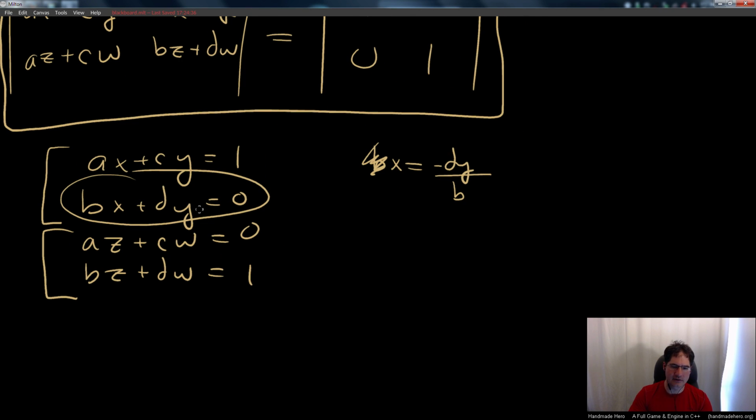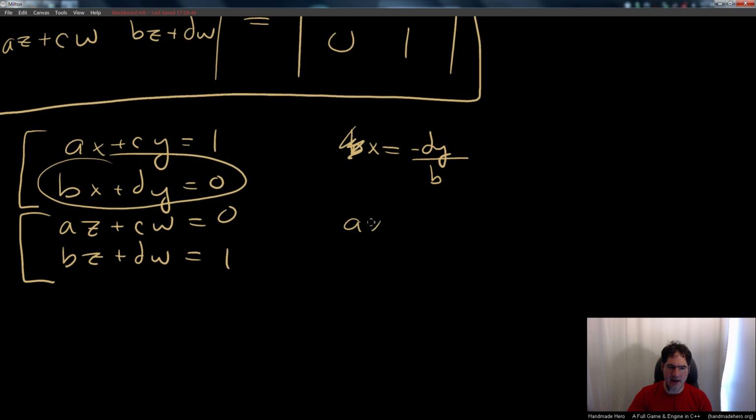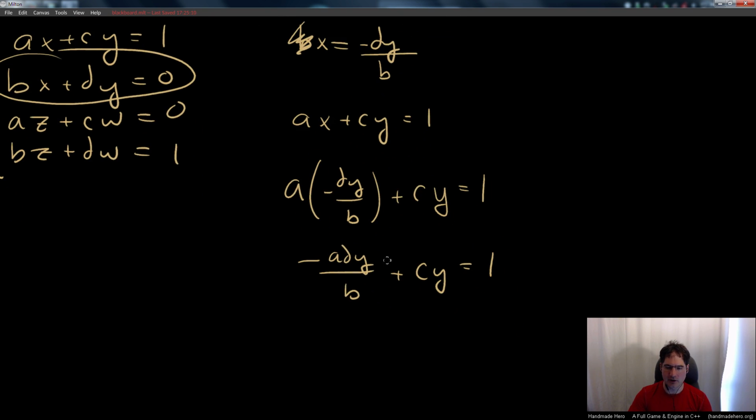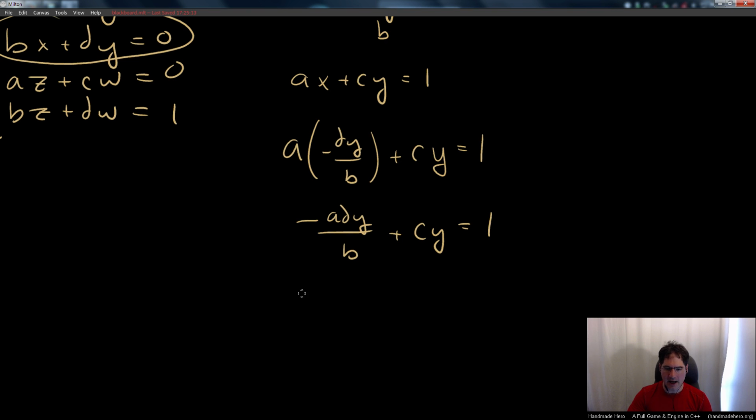So I've got x equals negative dy over b, and then I can just plug it back into here where I'll have only y's, because I'll have ax plus cy equals 1. The x I now know, so I can say a times negative dy over b, which is what I solved for before, plus cy equals 1. Now I should be able to solve for y. I would have negative ady over b plus cy equals 1. You can see here that I can pull out the y term and just get c minus ad over b, times y, equals 1.